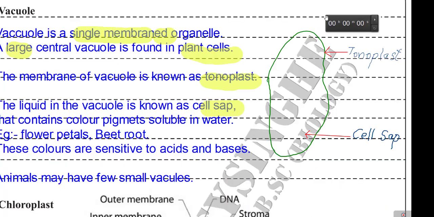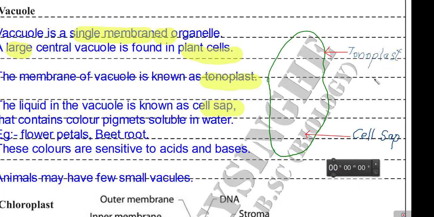Next part is the vacuole. In the plant cell, we can find it there mainly. Right? Large vacuoles are there. You will read it. Vacuole is a single membrane organelle. It was a single membrane there. Right? A large central vacuole is found in the plant cells. The membrane of the vacuole is known as the tonoplast.